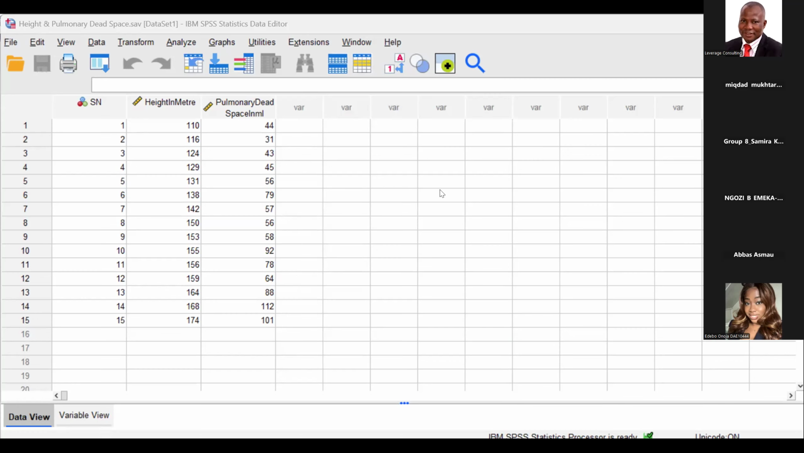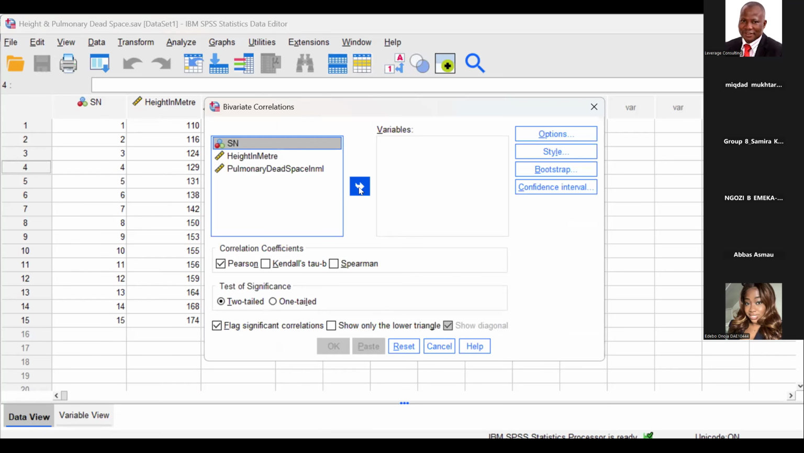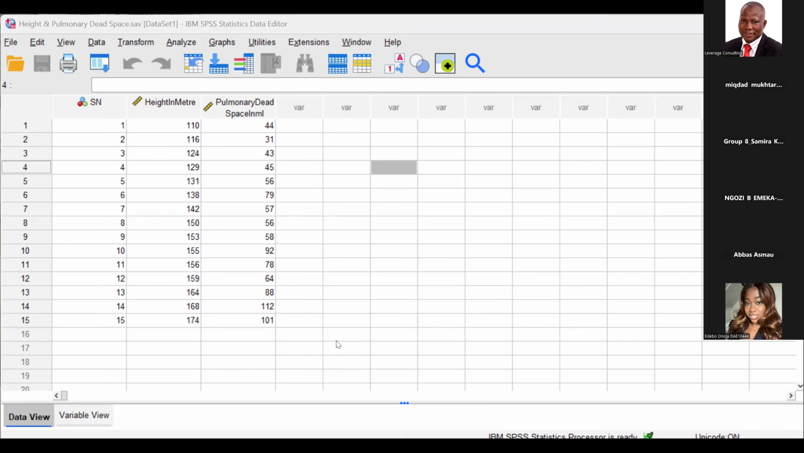So let's do it step by step. You remember, let's first of all do correlation, before we do the regression, because we are going back to see that R square. So go to Analyze, Correlate, Bivariate. Move both height and pulmonary dead space here, both of them. By default, you have Pearson correlation. That's all we need. Click OK. So stop sharing and share the result with us.